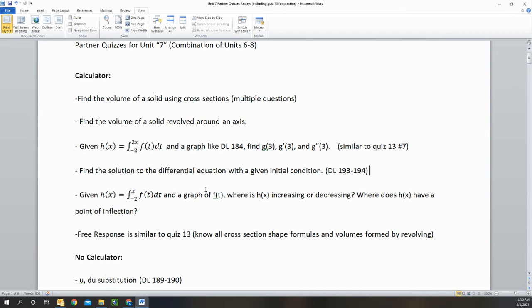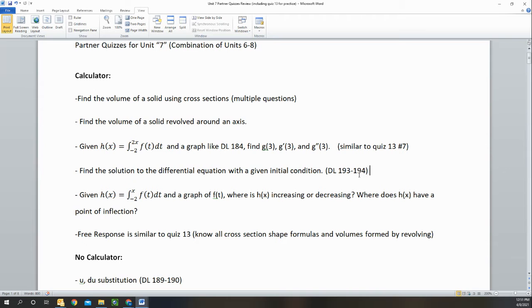Okay, going back up. So you might have something like this: find the solution to a differential equation with the given initial condition. These are those long problems where you have to separate and put the dy and the y's on one side and dx and the x's on the other, and then you integrate both sides and you have to make sure you put plus c and then the original point back into this equation in order to solve for c.